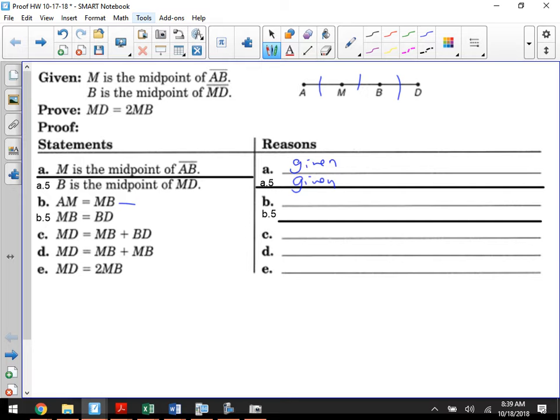Well, AM is equal to MB. Well, that was the definition of the midpoint. That's how those two showed up. MB is equal to BD because, oh, that's right, another definition of midpoint. You had two midpoints given to you, which means you should have two definitions of midpoint. Okay? It's kind of a little hint there.